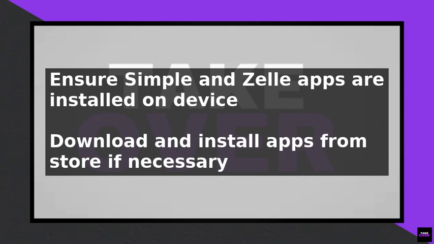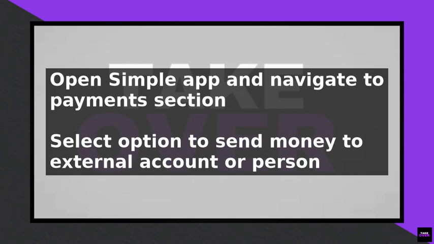Next, open the Simple app and navigate to the Payments or Transfer section. Look for the option to send money to an external account or a person, and select it. You will be asked to choose the recipient. And since you want to send money to Zelle, select the option to send money to a person.